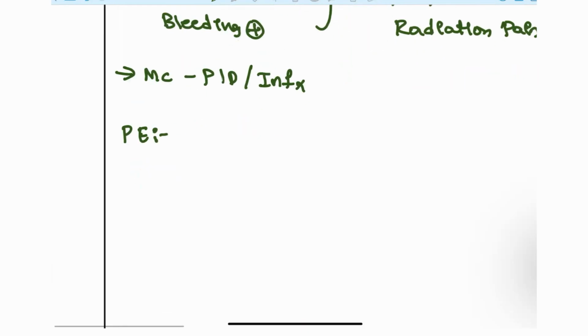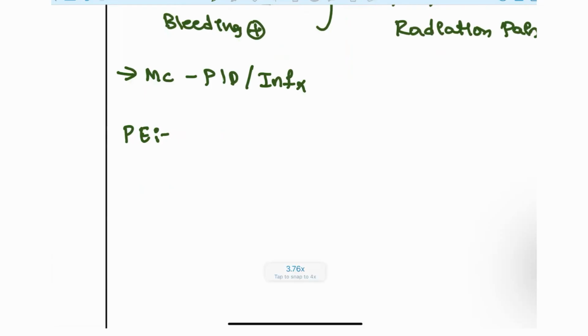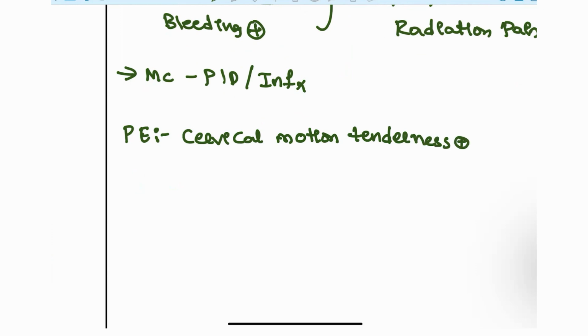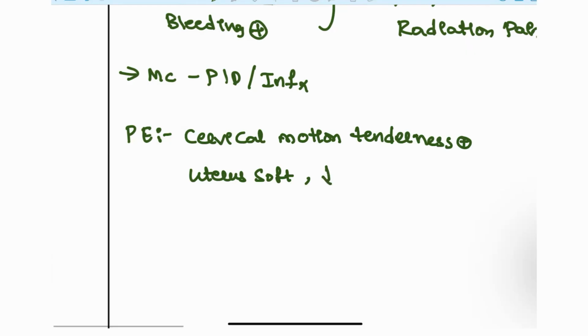On the physical examination, along with the symptoms, you are going to see the classical sign, known as cervical motion tenderness. When you are doing the per vaginal examination, you are going to note down the cervical motion tenderness. Along with that, the uterus will be soft, and the size, according to the amenorrhea and age of gestation, will be smaller. That is also what you are going to see.